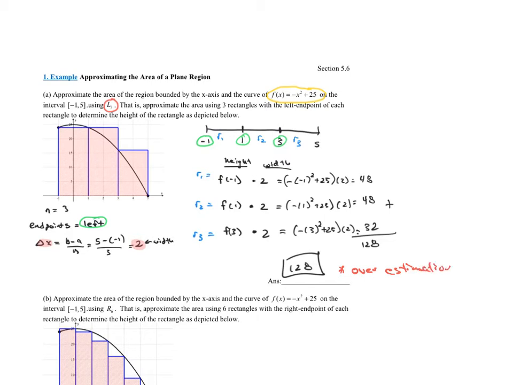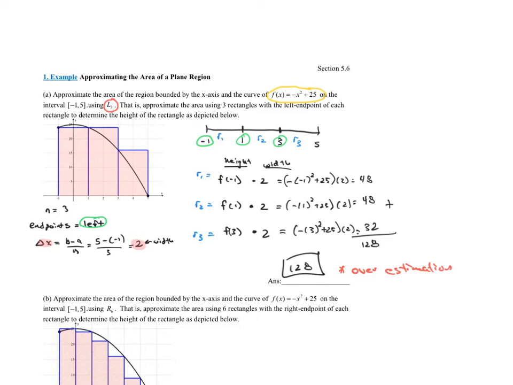Using the left endpoints is not always an overestimation. Sometimes it's under, sometimes it's over, sometimes it could be exact or really close to the answer. Okay, so it totally depends on the function. We can't say it's always going to be over or under. It depends on the function. But this is an estimation of the area beneath the curve using rectangles.